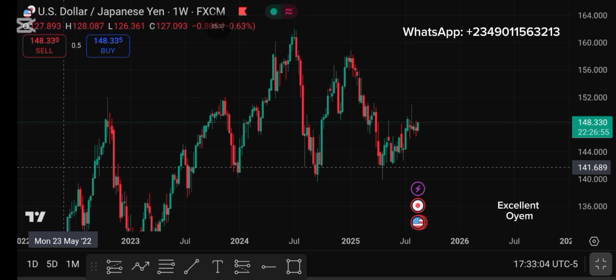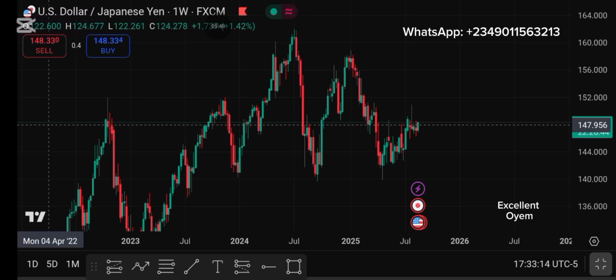So yeah, breakout above resistance or below support level can lead to significant price movements. Let me tell you key considerations when using support and resistance levels. So let me show you.